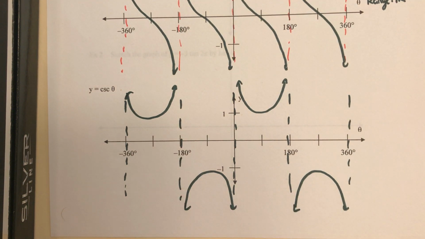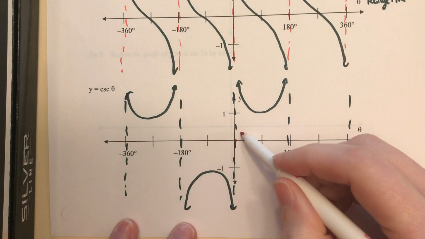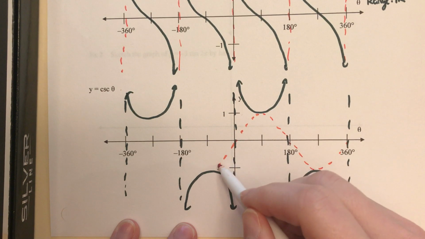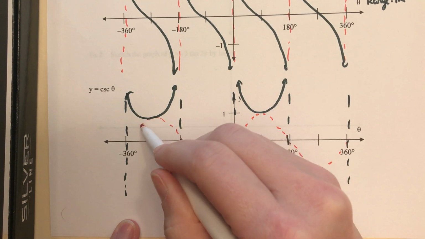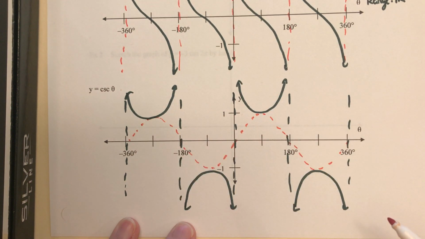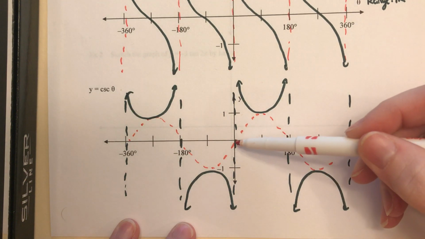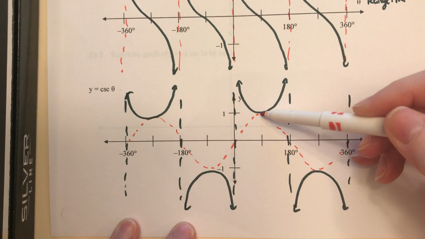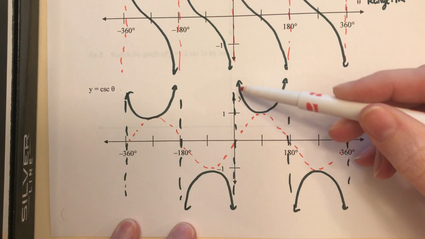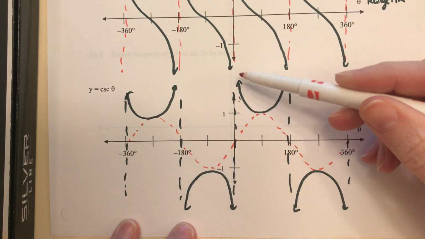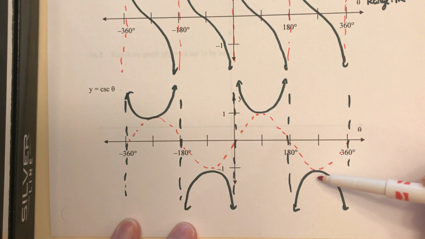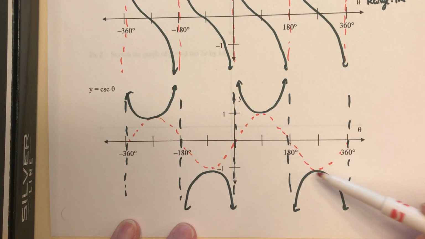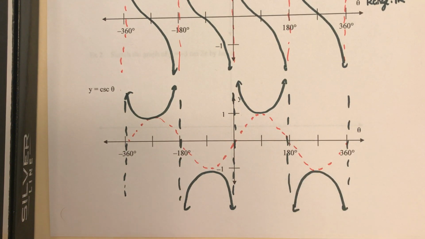Now if I graph sine over top of this, you don't have to do this. You can just look at my video here. Here's the sine graph. So look how opposite it is. Anytime sine is 0, cosecant is undefined. Now anytime sine has a maximum of 1, cosecant has a minimum of 1. Anytime sine has a minimum of negative 1, cosecant has a maximum of negative 1.